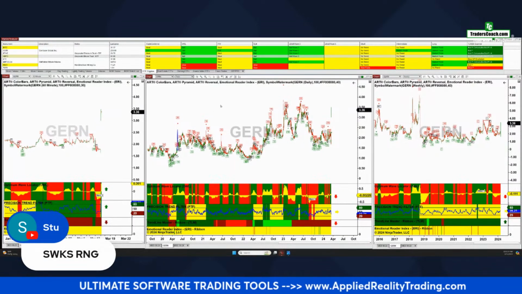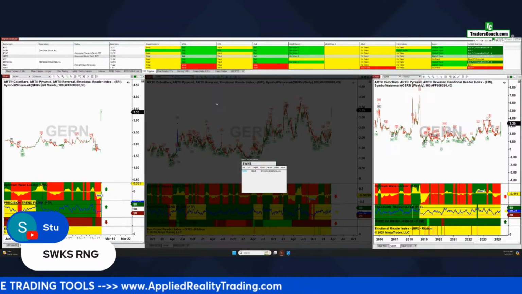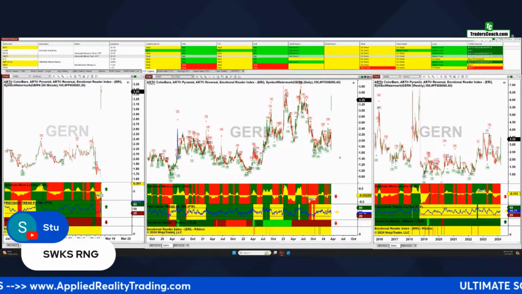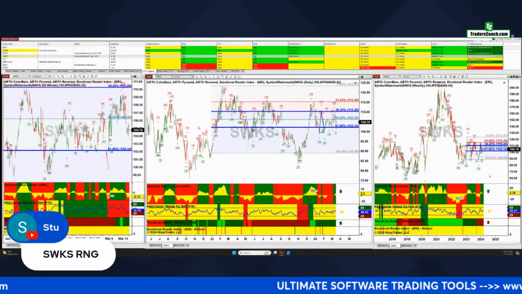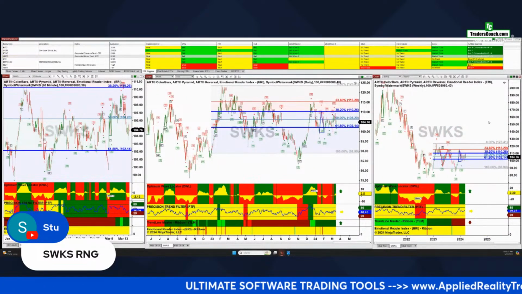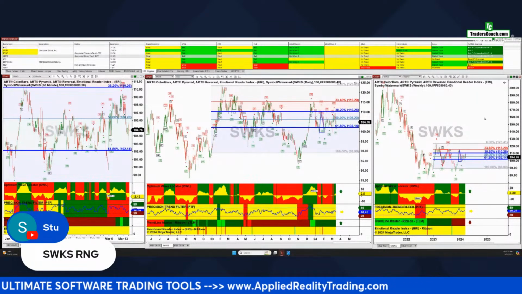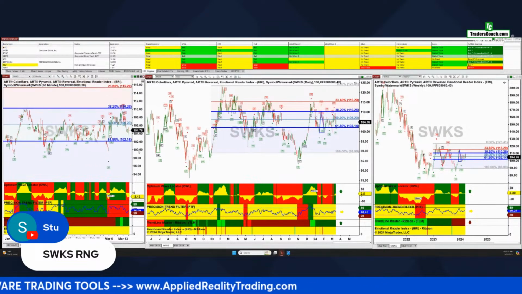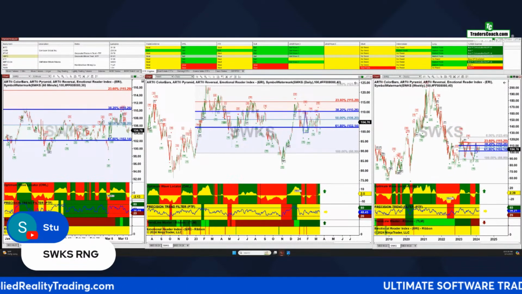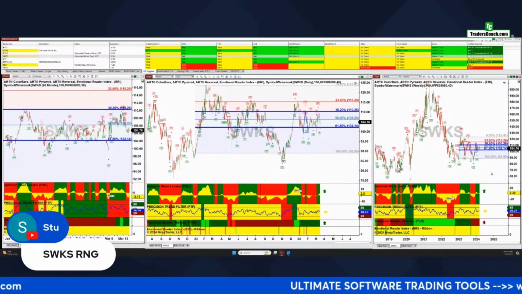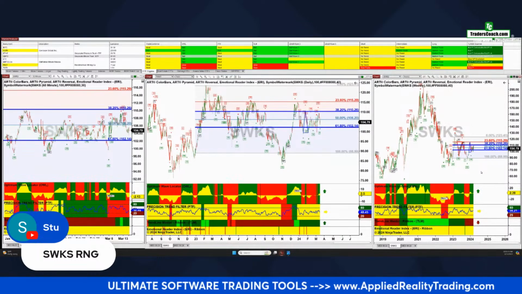All right, so SWKS. We're kind of in this area where we're a little bit range bound. At this particular point, I'm not going to do much with it. I kind of want this thing to break out a little bit more before I get too excited about it. So I'm going to pass on that one.